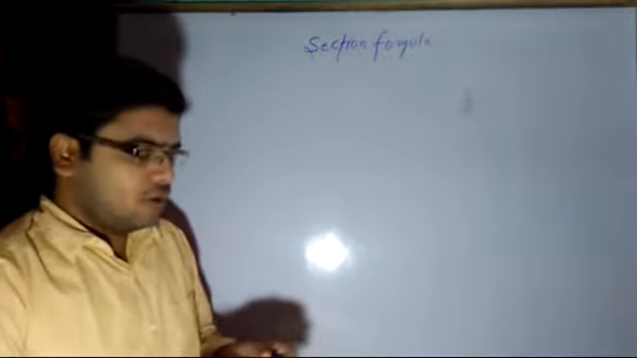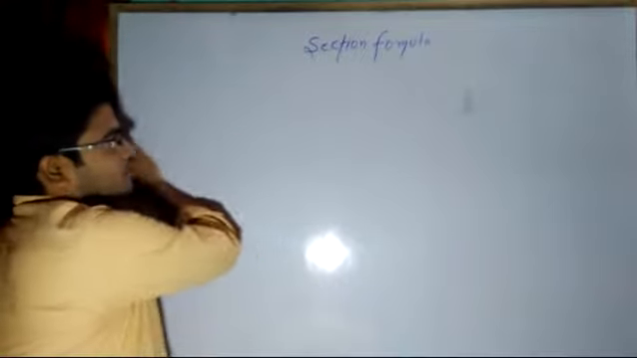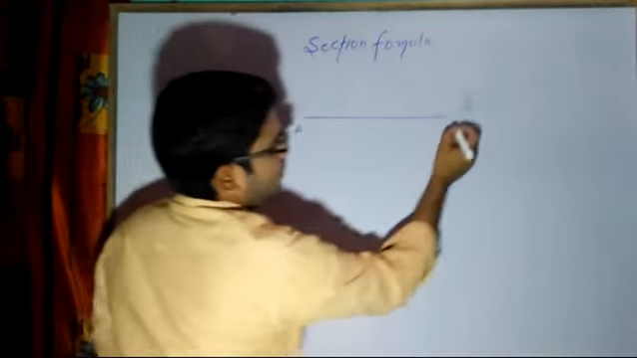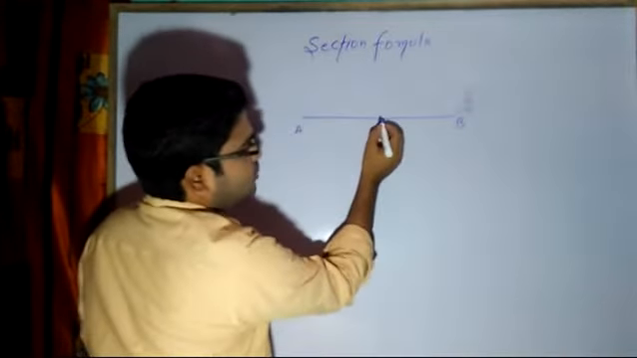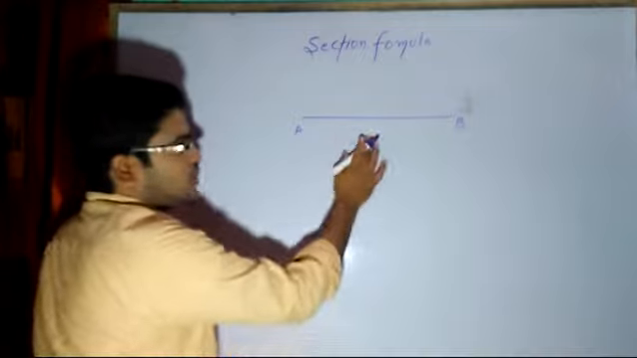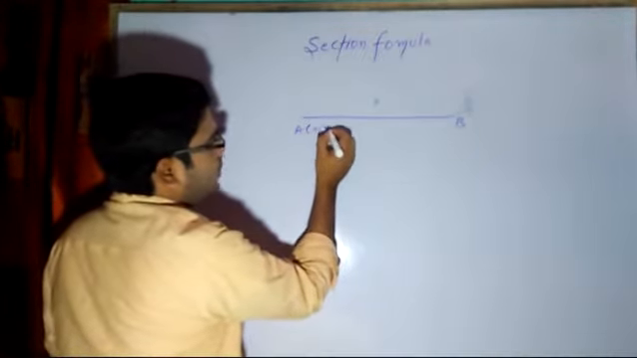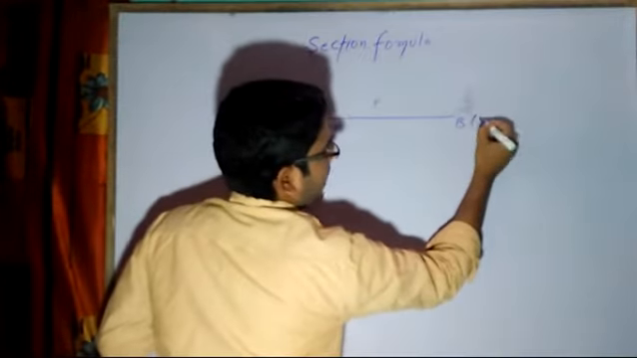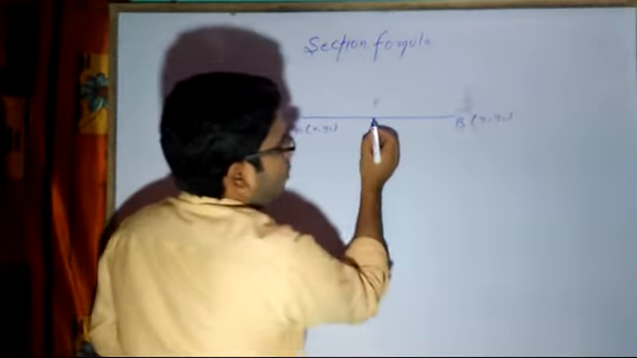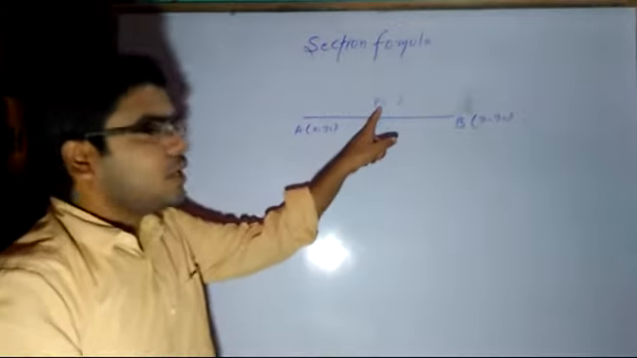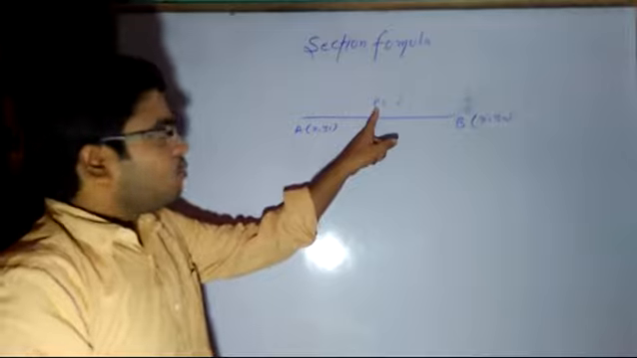So in this section formula, what is actually being said is that when a line is there, suppose a line AB, and another point is lying on this line, suppose P, and this line has the coordinates x1, y1, and there we have x2, y2. Now what is the coordinate of this point P?